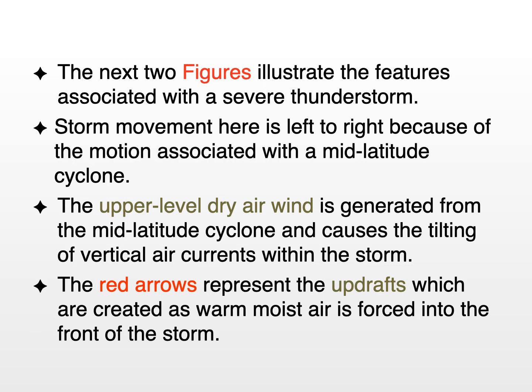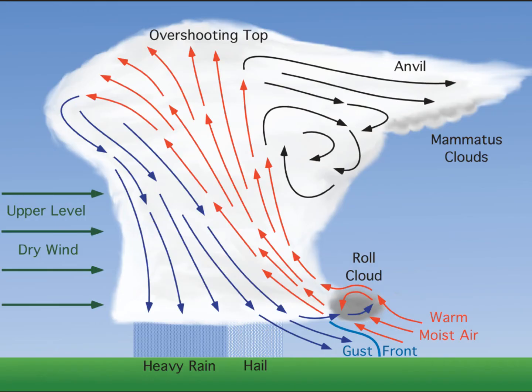The storms usually have associated with them an upper level dry wind that's coming in from the west. And in their front, you can see where the warm, moist air is coming in, because they'll have a dark cloud that rolls around, a rolling cloud in the front, just at the base of the storm. So here we can see the features associated with it.